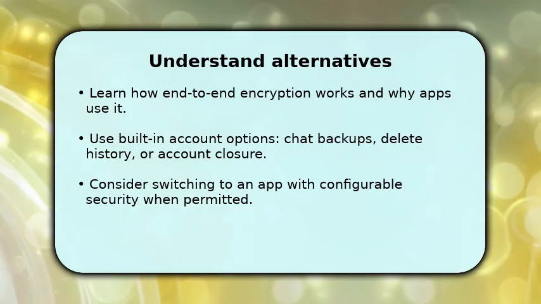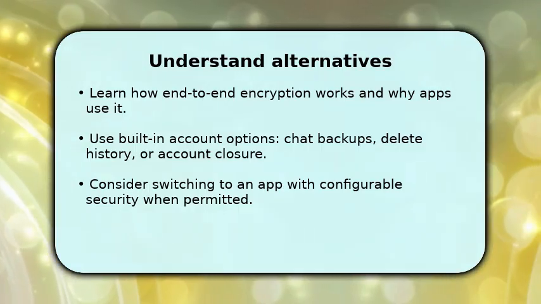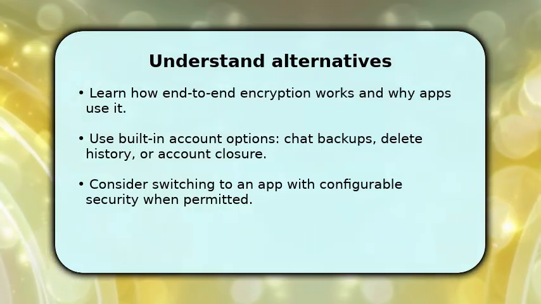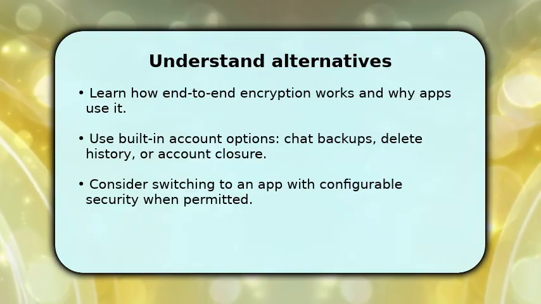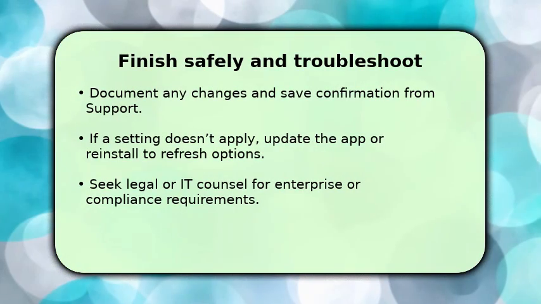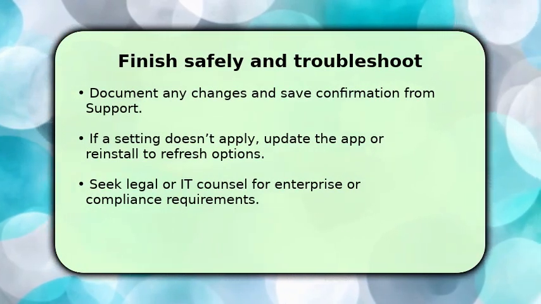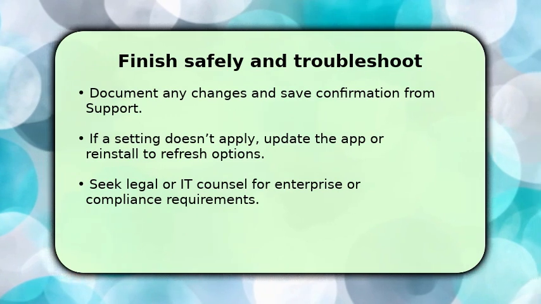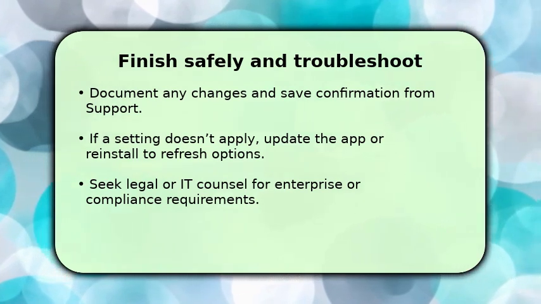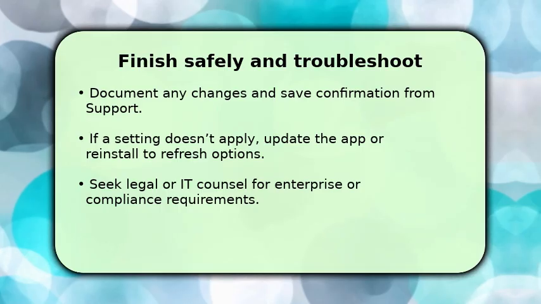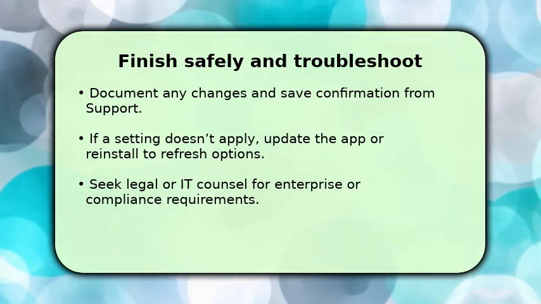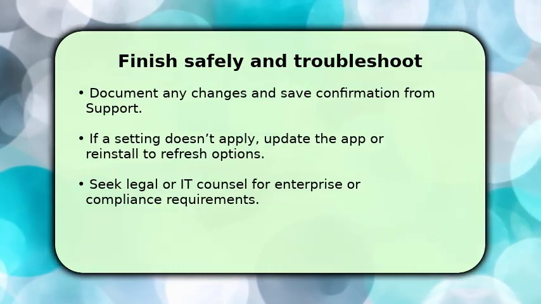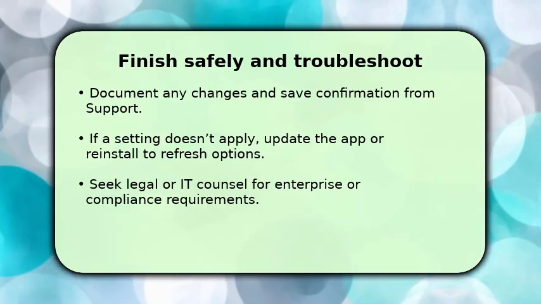If policy or business needs require different controls, choose an app that offers configurable encryption features and clear admin tools. To finish, document every step and save confirmations or support responses so you can demonstrate compliance. If a setting you expect isn't visible, make sure your app is up to date, log out and back in, or reinstall to refresh feature availability.